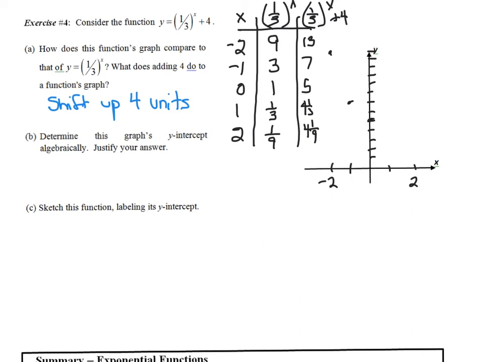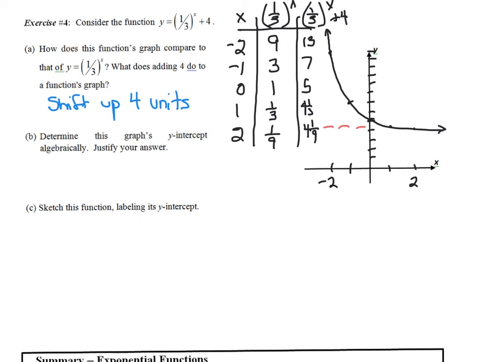At 1, I should have a little bit above 4, 4 1/3. And at 2, I'm barely above the number 4. So this graph looks something like this. Now you'll notice that this time the graph is coming closer and closer to the answer of 4.